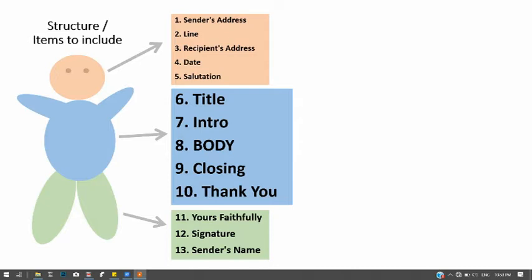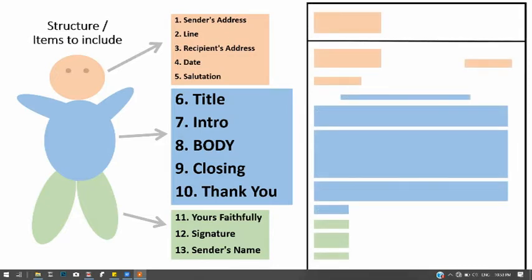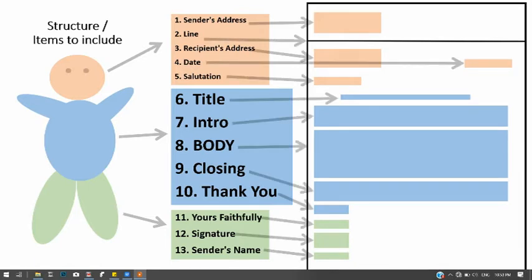Okay, this is the diagram. This is how we place them according to the order, from top to bottom. So please study the arrangement, the order, the structure. From top to bottom: the peach zone, the top one, the blue zone, the middle one, and the green zone, the bottom one.